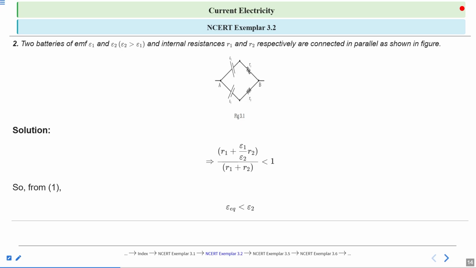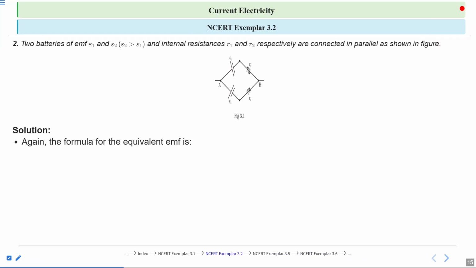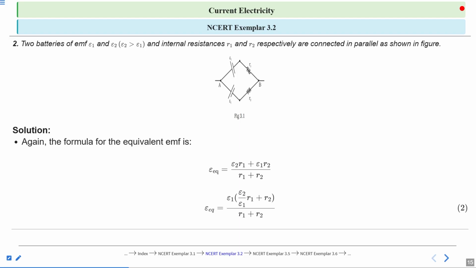Okay, now we will see for epsilon 1. Again the formula for equivalent EMF is epsilon 2 R1 plus epsilon 1 R2 upon R1 plus R2. Again this formula came. In the previous case we took epsilon 2 as common. Now we will take epsilon 1 as common. It will become epsilon 1 in brackets, epsilon 2 upon epsilon 1 R1 plus R2, upon R1 plus R2. Mark it as the second equation.